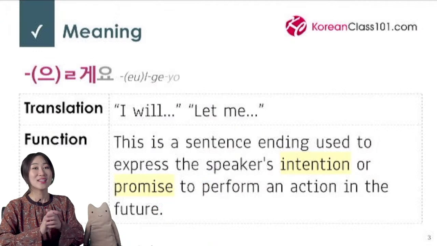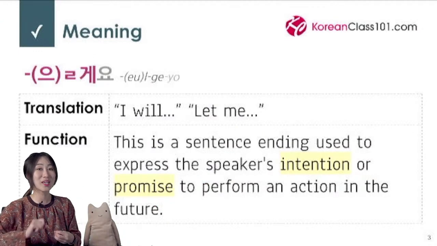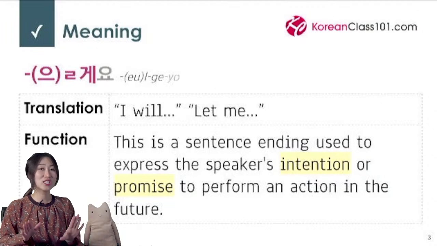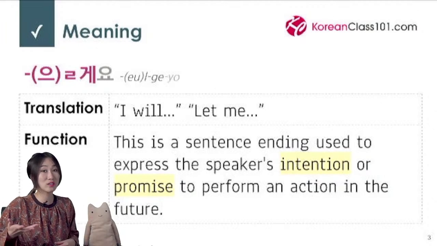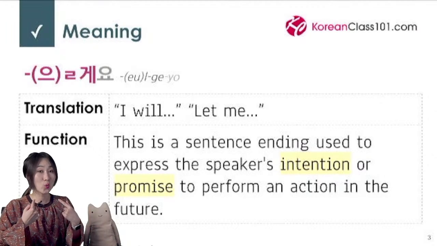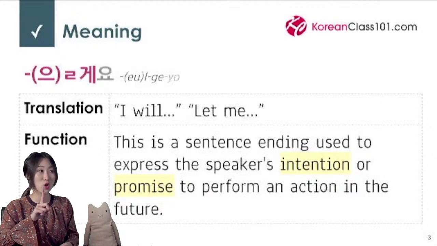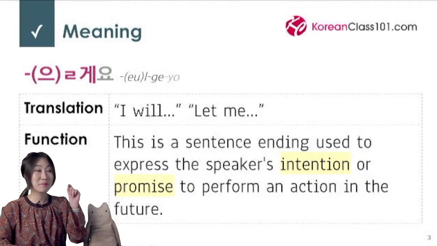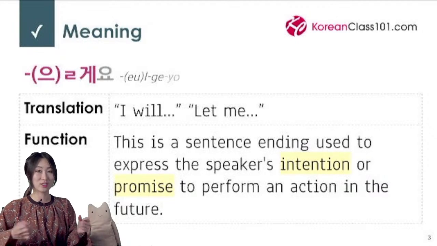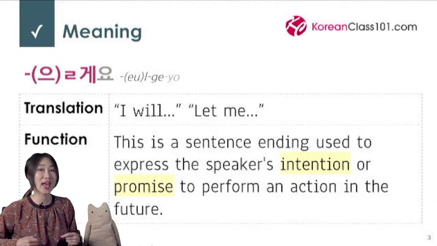Okay, so 짠! Yes, as I just mentioned, if you really want to translate that, it will be I will, and let me. And have you noticed something? Yes, the translation is not you will, or she will, he will, they will. Nope. It should always be I will or we will. So it's only applicable for first person, which is I or we. So it can be let me or let us. And this is a sentence ending used to express the speaker's intention or promise to perform an action in the future.